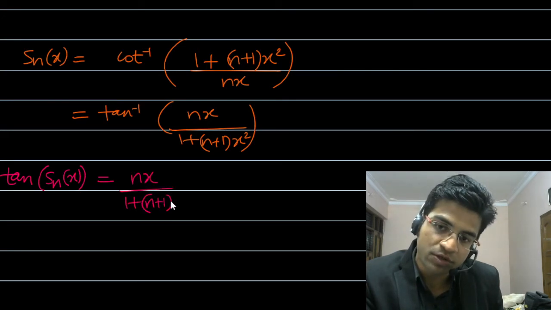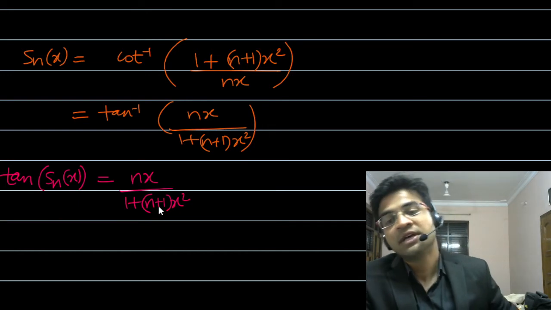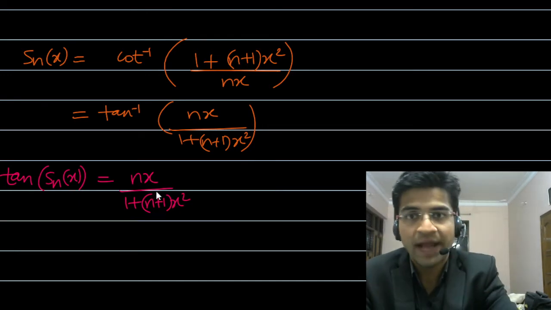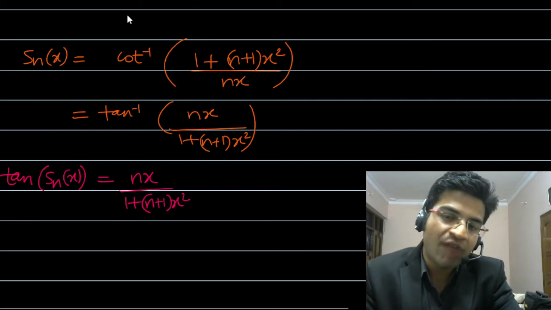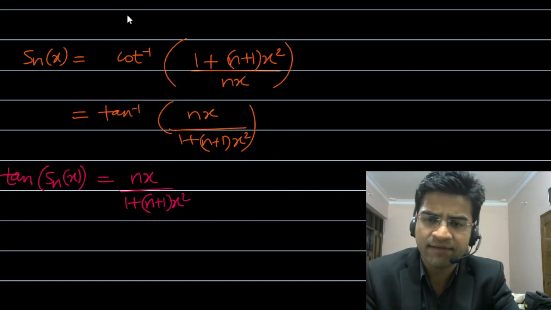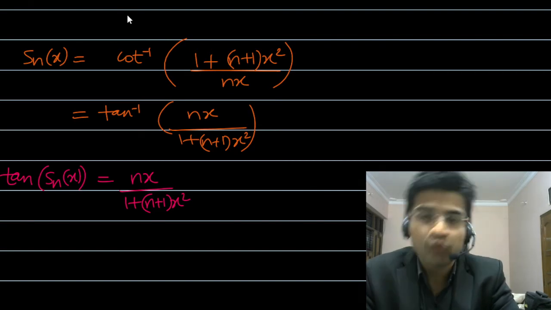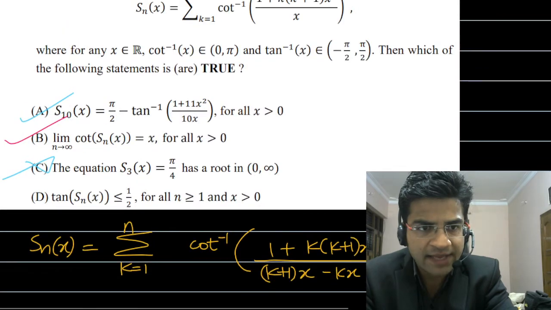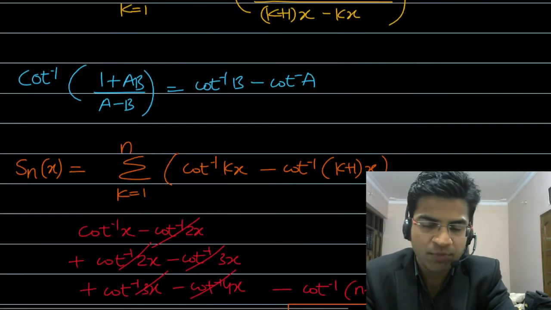Now just what we have to check is whether this value is always less than or equal to half or not, if n is greater than 1 and x is positive. So we have to check whether this value is always less than or equal to half for n greater than 1. Now how to check? By putting any value, as simple as that. Here it is given n is greater than or equal to 1 and x is positive.